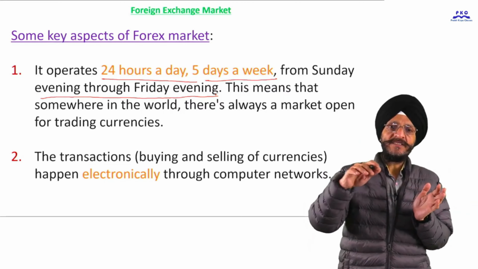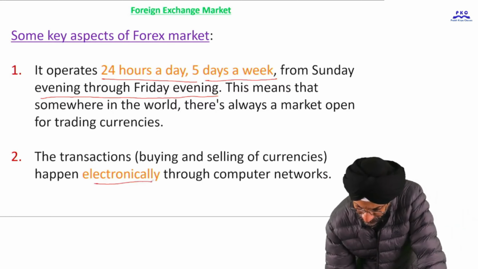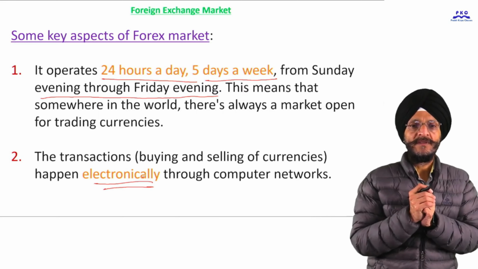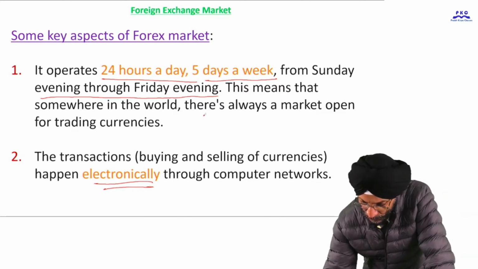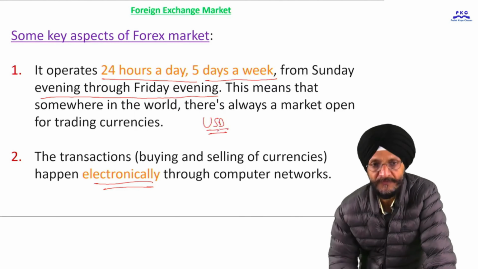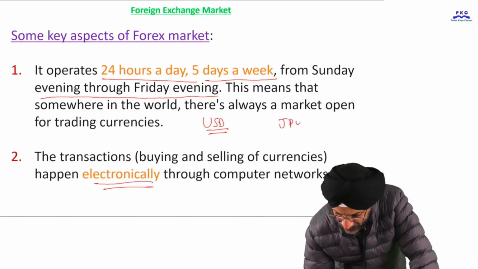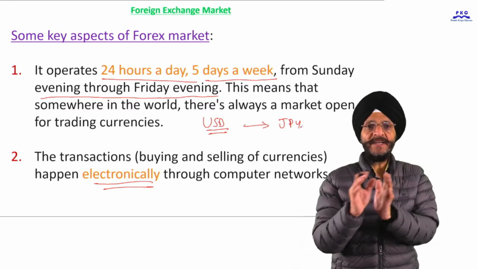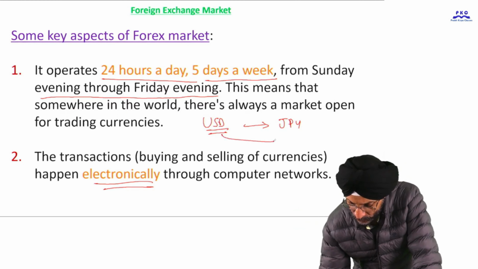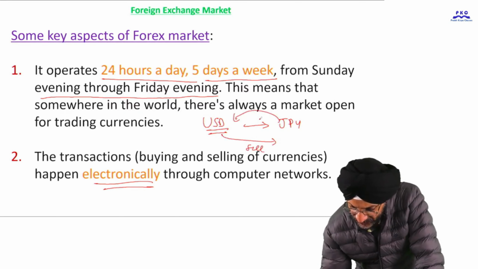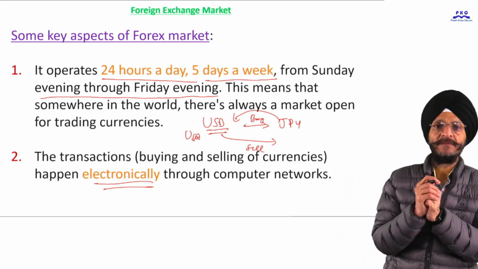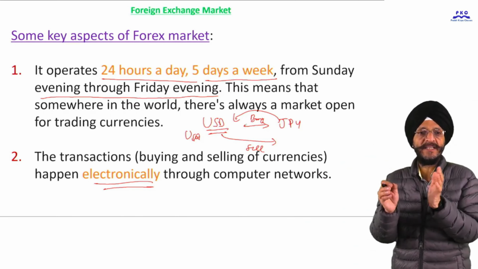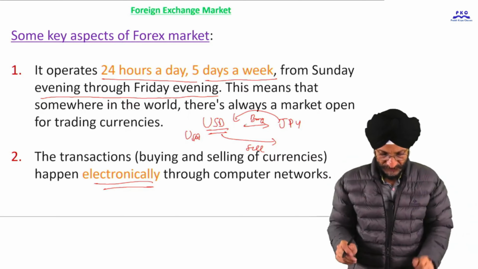It is not that transactions happen manually. Transactions happen electronically. Buying and selling of foreign exchange happens electronically. It means that, say, we are having US dollars and we are living in the USA, and we want to exchange them for Japanese yen. So the US dollar is what we want to sell, and in the USA, we want to purchase Japanese yen. So this is the buying and selling. These transactions take place electronically through computer networks.